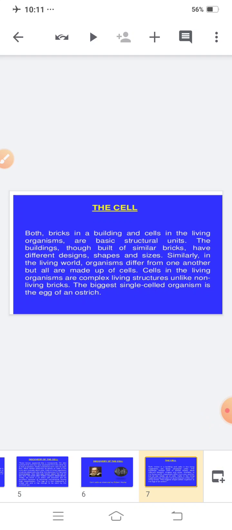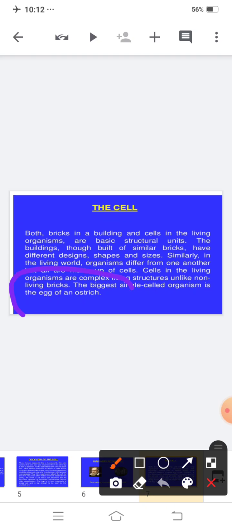We all know that we are using bricks for building a building. Clear? But buildings can appear different. Like this, our cell is our basic structural unit, and every organ is made up of cells, but they appear different. Now, cells in living organisms are complex living structures, unlike non-living bricks. The biggest single cell is the egg of an ostrich. Clear? What is the biggest single cell? It is the egg of an ostrich.